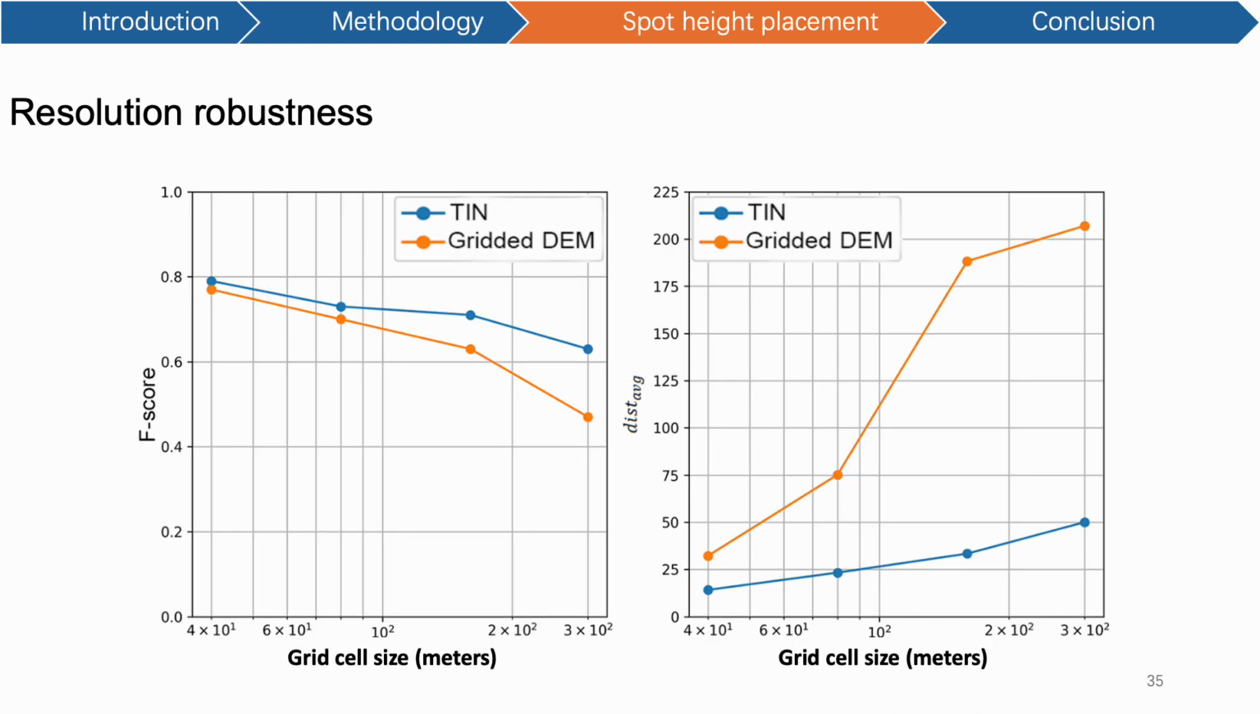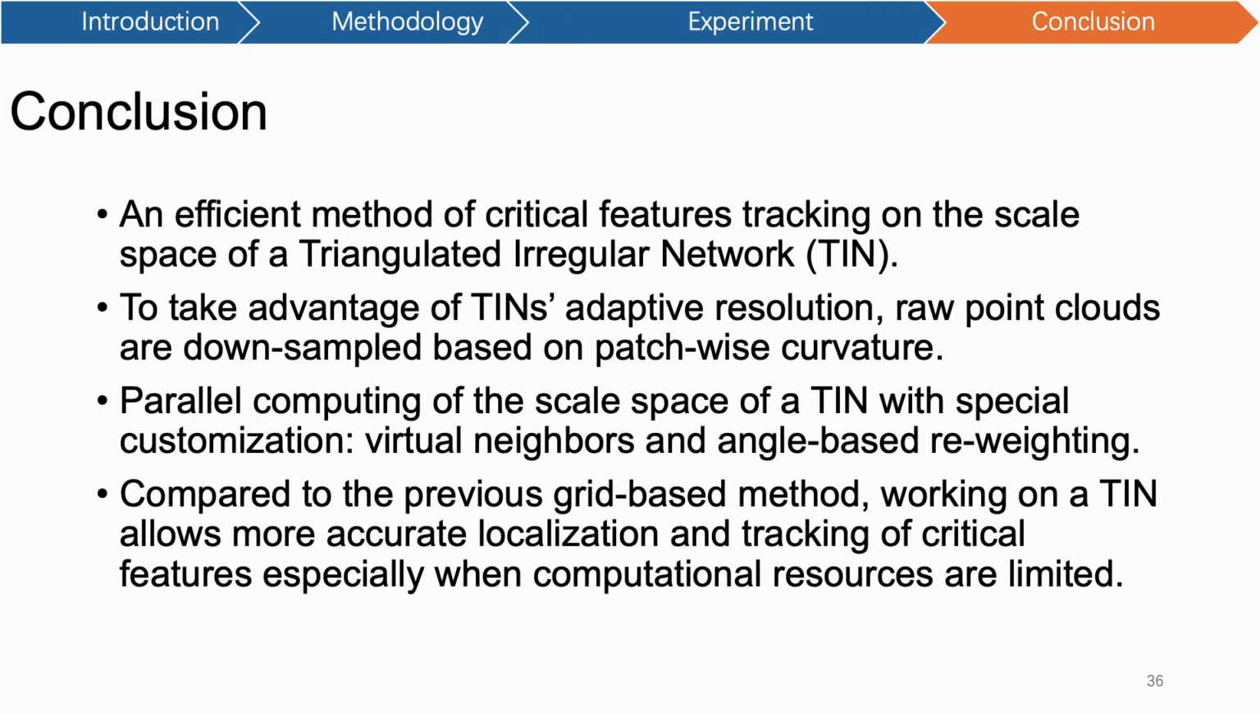And we also compare the performance of both methods when limiting the size of triangle meshes. Here, the TIN-based method is less sensitive to the change of resolution than the grid-based method. In conclusion, we propose an efficient method of critical feature tracking on a scale space defined on a TIN. From an input point cloud, patch-based sampling and iterative Gaussian smoothing are applied to build this scale space on a TIN. Then, taking advantage of TINs, we are able to achieve more accurate results with less computational burden.